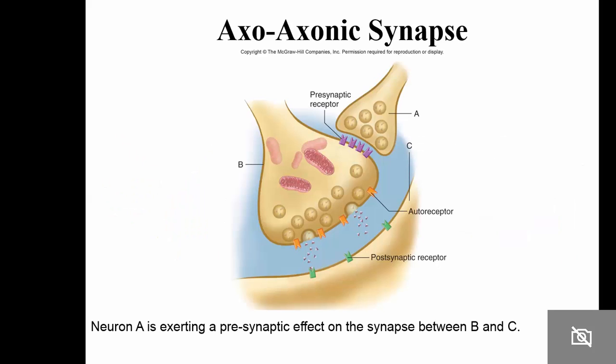All right. This is another example. This is an axo-axonic synapse. So not only can you have a synapse between an axon and either a dendrite or the soma, but you can actually have an axon that synapses with another axon. Okay. So if I ask you what types of synapses can there be, there's lots, right? You can go axon to axon, axon to dendrite, axon to soma.